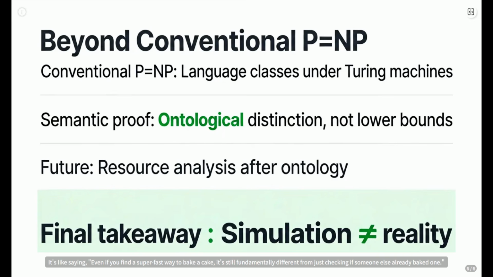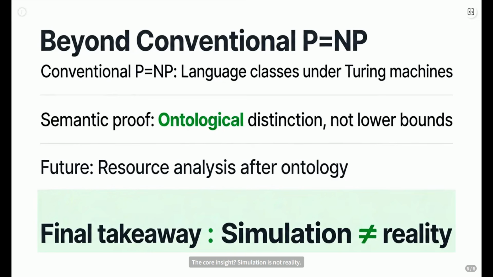It's like saying, even if you find a super fast way to bake a cake, it's still fundamentally different from just checking if someone else already baked one. The core insight: simulation is not reality. That's the semantic twist.